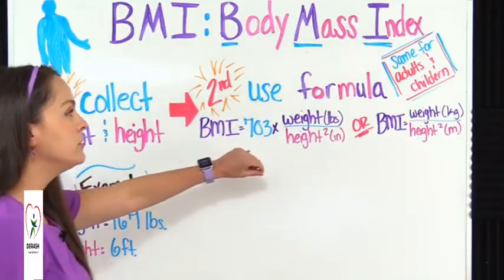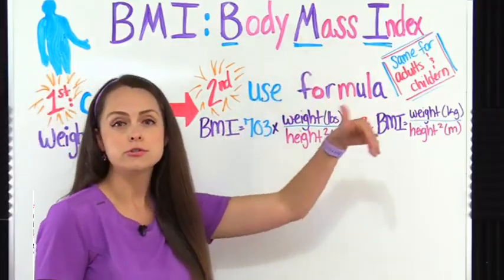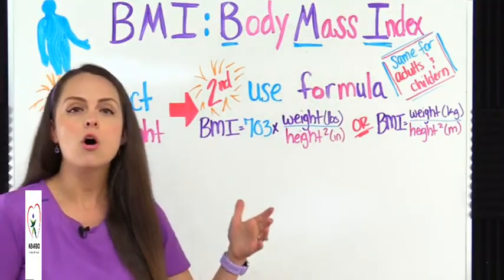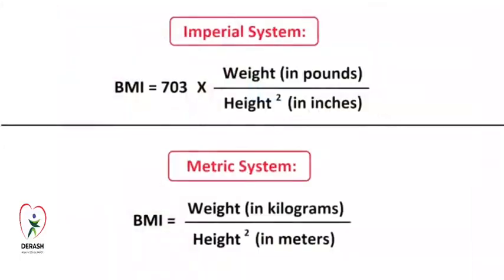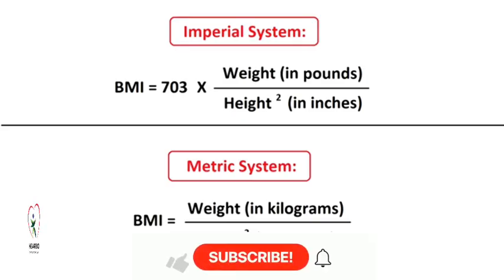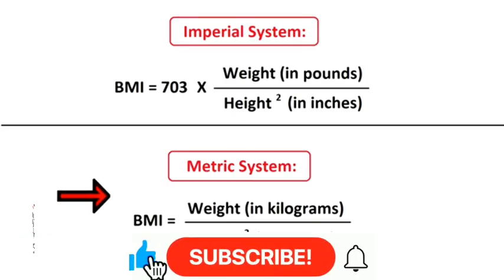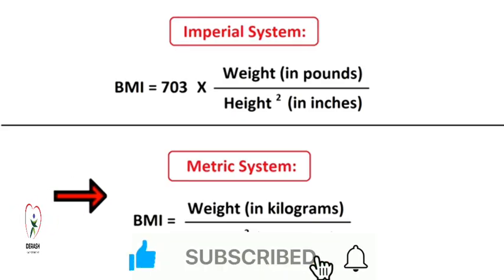Now, the formula that you use is the same for adults and children, male or female, but it depends on which measurement system you're using. For example, if you are using the imperial system, such as pounds and inches, you're going to use this formula. But if you are using the metric units, like kilograms and meters, you would use this formula.